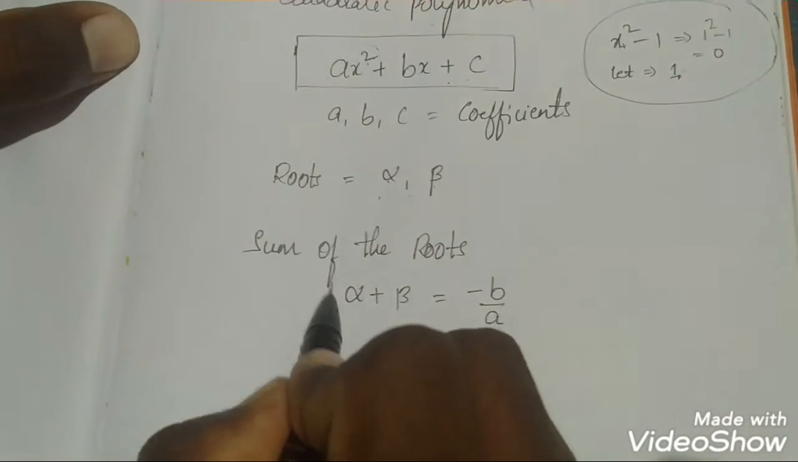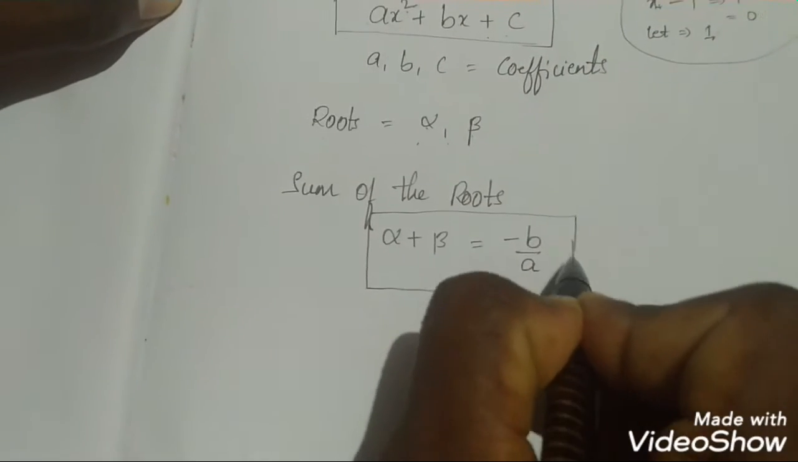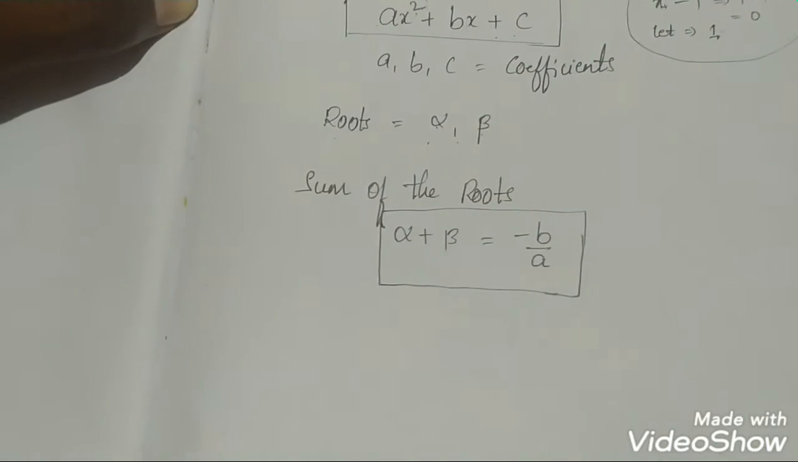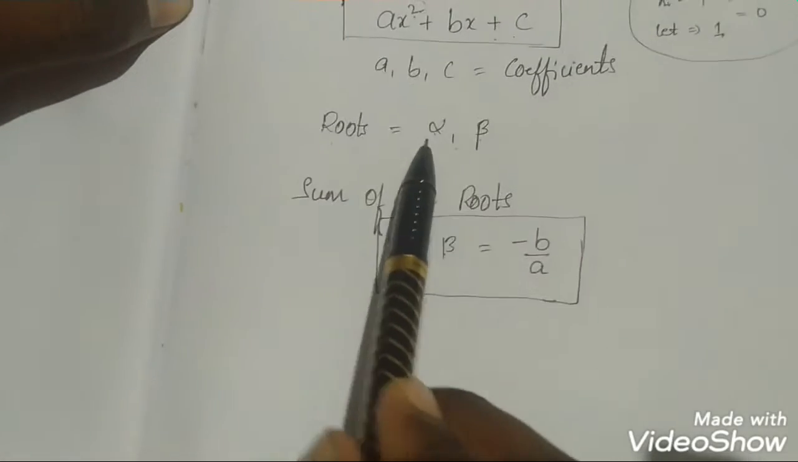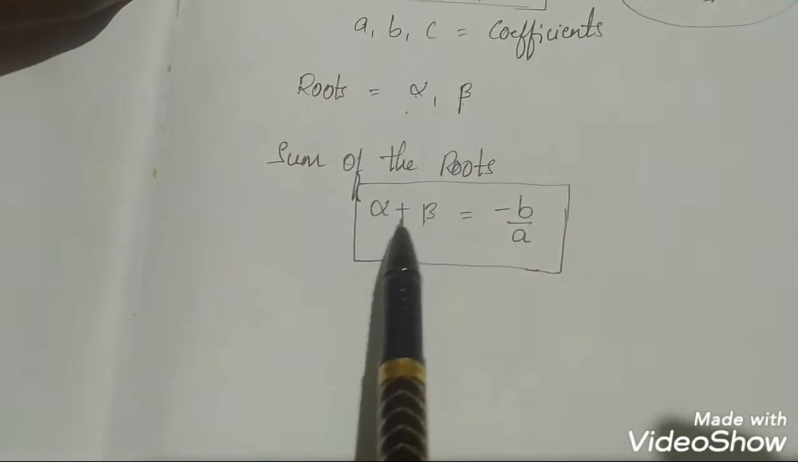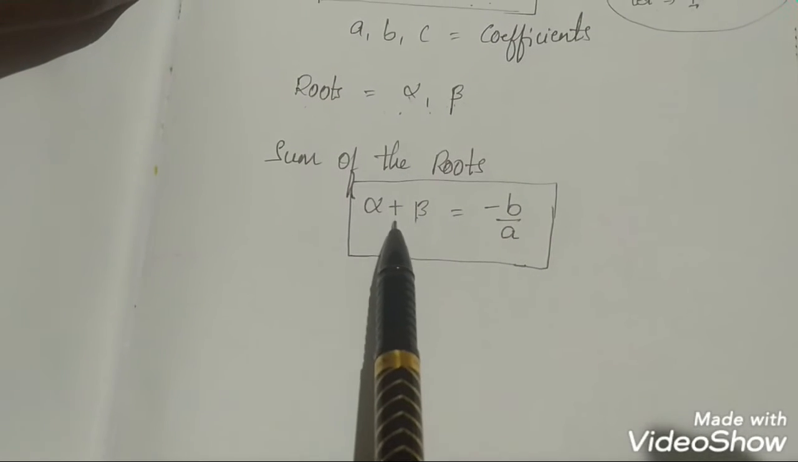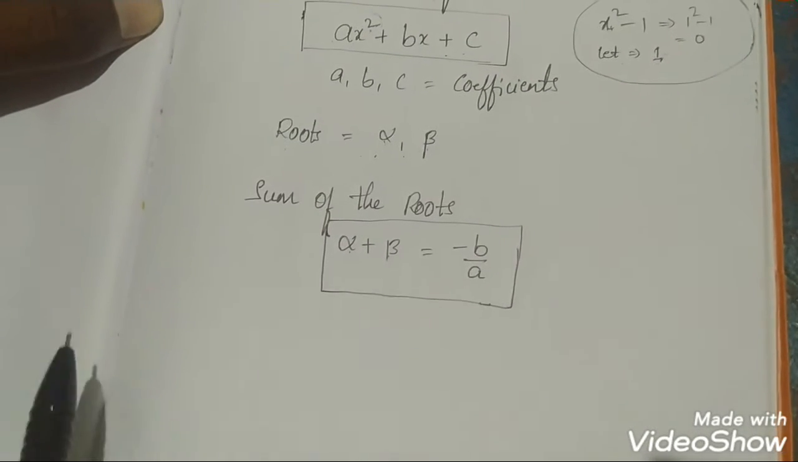See, here we got the relationship between the roots of a polynomial as well as the coefficients of a polynomial. Here alpha and beta are what? Roots. Minus b by a. Here b and a are what? Coefficients. That means indirectly we got the relationship between roots as well as coefficients.